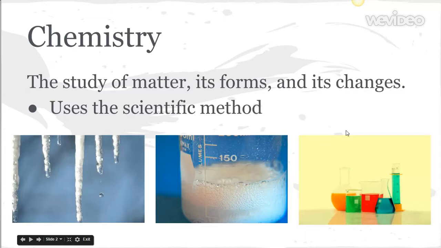Forms, we're talking about all the different ways we can see matter. So, for example, that would be like solid ice cubes, liquid, gas, and then any kind of chemical change or physical change that's going to occur. We're going to study that in this class. Specifically, chemistry uses the scientific method, which would separate it from precursors such as alchemy, which is in a different discussion.